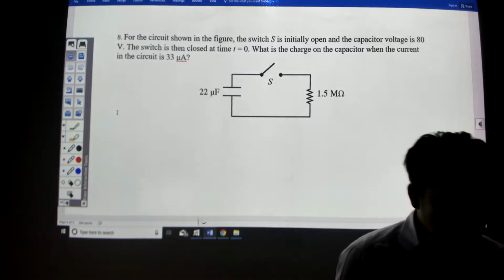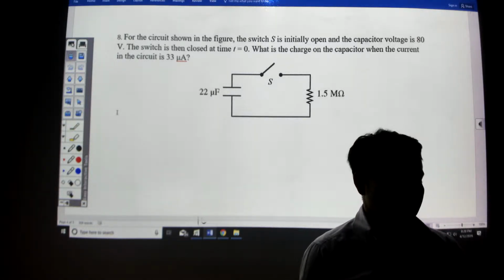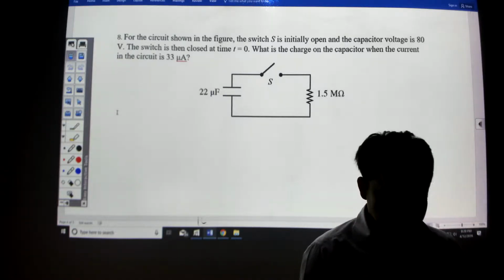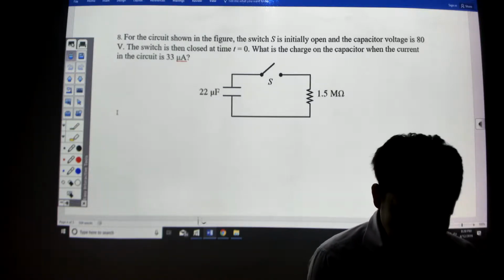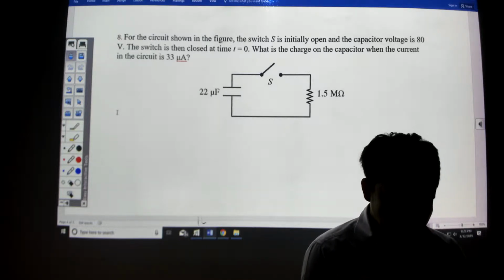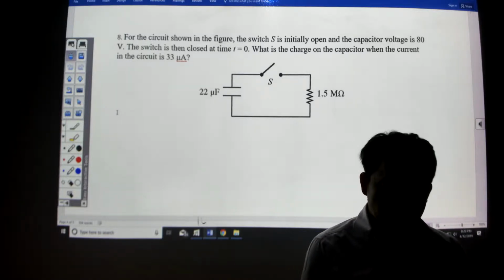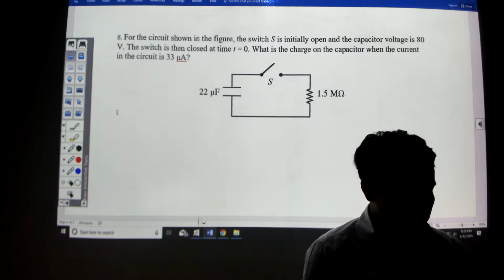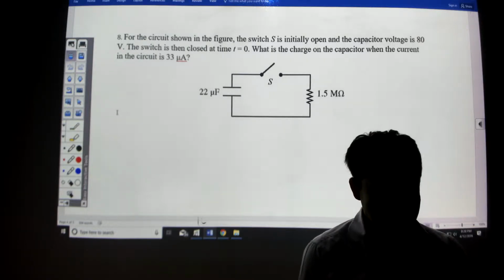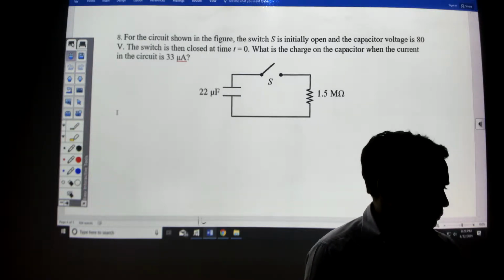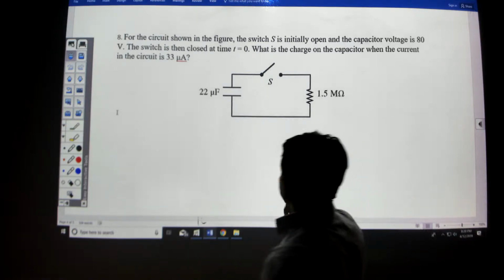So in this problem, you have a capacitor which is fully charged, and the capacitor voltage initially is 80 volt at the time t equals to 0. Now you have to find out what is the charge on the capacitor when the current in the circuit is 33 microampere. So let's write down all the given information.